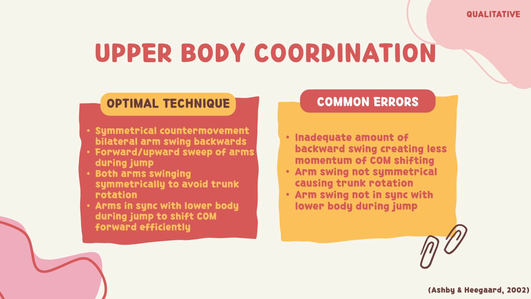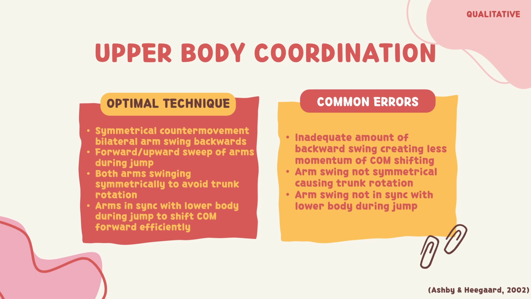that momentum forwards. Common errors include insufficient backward swing or also when the arms swing asymmetrically. So that can cause quite a bad trunk rotation, which will reduce that forwards momentum and probably destabilize the landing as well. Proper coordination just ensures that the upper body motion complements the direction and the momentum of the jump rather than opposing it.